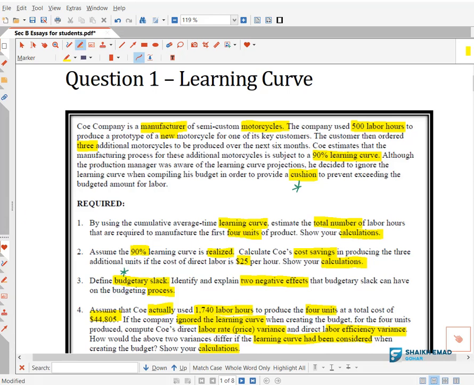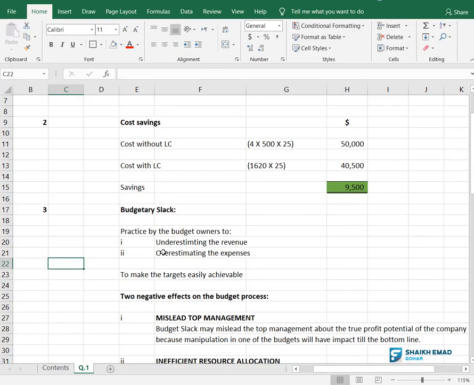I have written for you already. Okay, you will write, it is a practice. I will share with you this Excel sheet, no need to write.